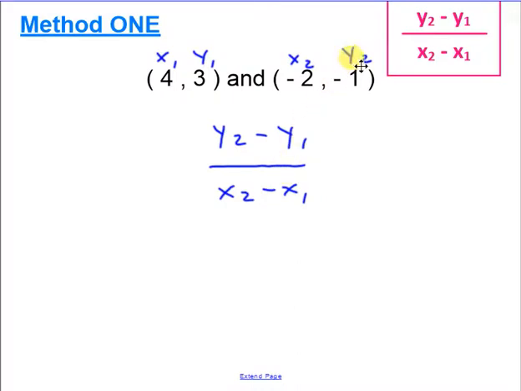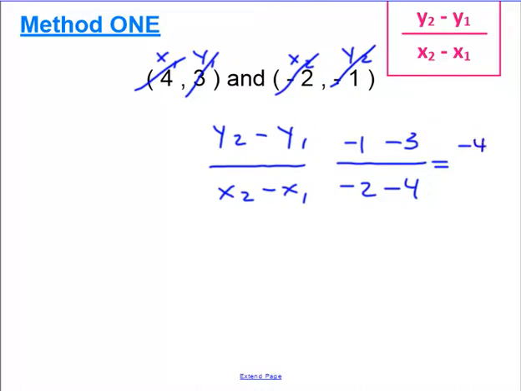Okay, so I'm going to take my y2, which is -1, minus, because that's the operation, and you can even cross it out when you're done, y1, which is 3, over x2, which is -2, minus, because that's the operation, x1, which is 4. Okay, so -1 minus 3 is -4, and -2 minus 4 is -6.